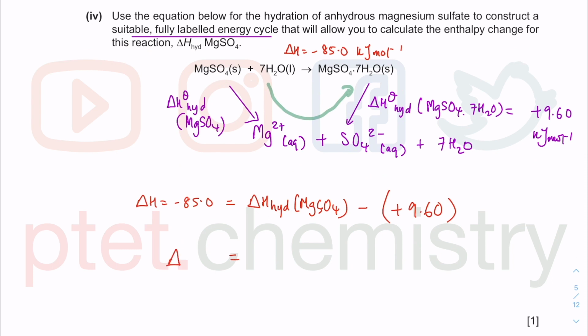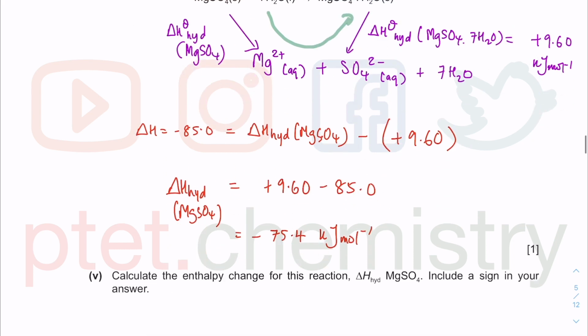So if I want my hydration of the MgSO4, I keep this one here. I move the minus, this thing in bracket, minus and plus become minus. Minus 9.60 moves to the other side and becomes plus 9.60 minus 85.0. And your calculator should now show you minus 75.4 kilojoule per mole. Sign, value, and unit there.